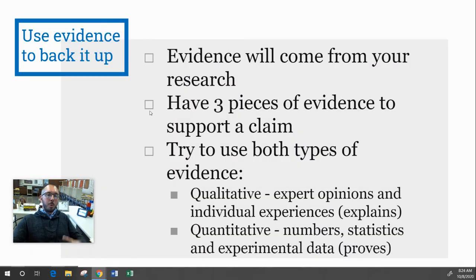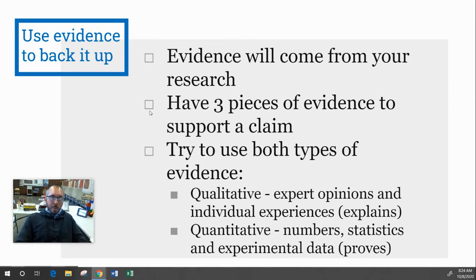Okay, we have to use evidence to back up what we are saying. Now, this evidence will come from your research in AP Seminar. I do not want you pulling evidence out of nowhere, out of your own personal experience. That's not really something we're going to do until we're forced to on the EOCB. More to come on that later.